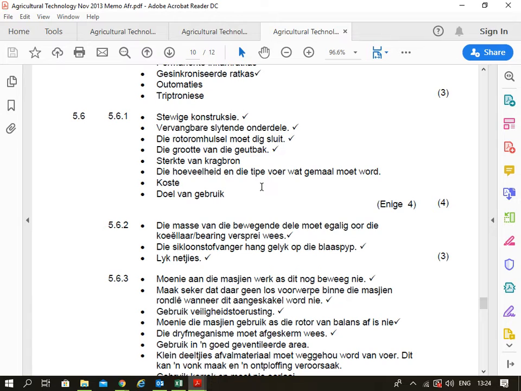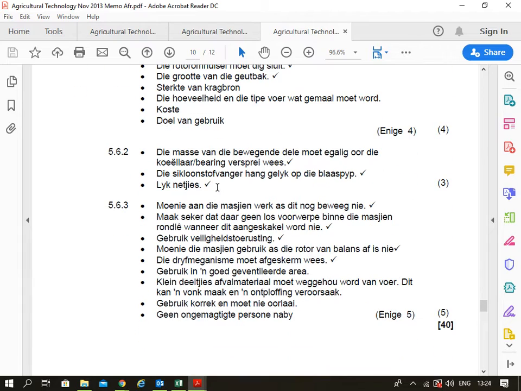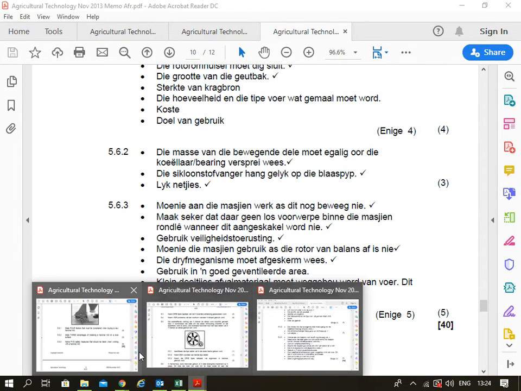we're putting through the mill, the cost, die koste en die doel van gebruik, and the goal, why do we use it? We're going to buy the hammer mill just because we want a hammer mill, or we're going to buy it to use it to make feed, something like that. That'll also depend on the type of thing that you buy.